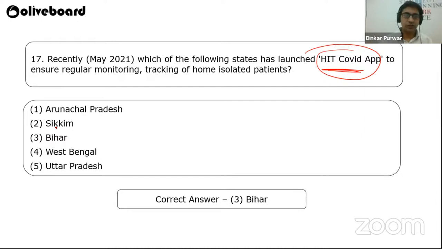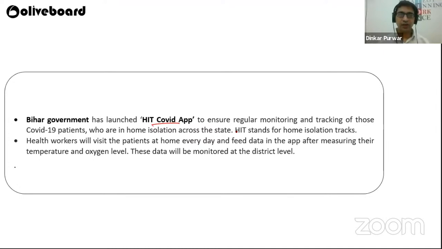The answer of this question is Bihar. Bihar has launched an app that is called the HIT COVID app. It will help ensure regular monitoring, tracking, and home isolation for home isolated patients. So the Bihar government has launched HIT COVID for those COVID-19 patients who are in home isolation across the state. HIT stands for home isolation track.